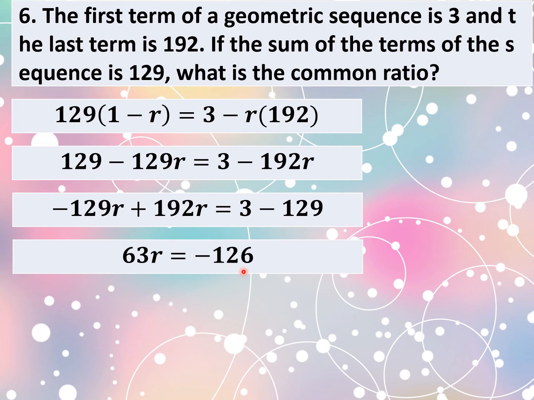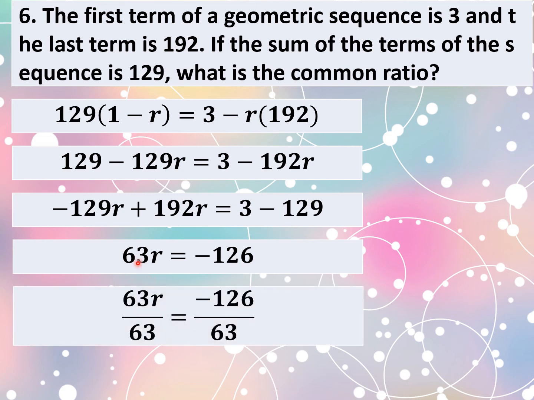And then, divide both sides by 63. So, pag nag-divide both sides ka by 63, matatanggal na yung coefficient ng r. So, divide both sides by 63, makakancel na yung 63 dito. And then, dito sa right side, makakapag-divide na tayo ng 63. So, it means, ang value ng r natin is equal to negative 2. Dahil negative 126 divided by 63 is negative 2. So, dito sa sequence na to, ang common ratio daw natin ay negative 2.